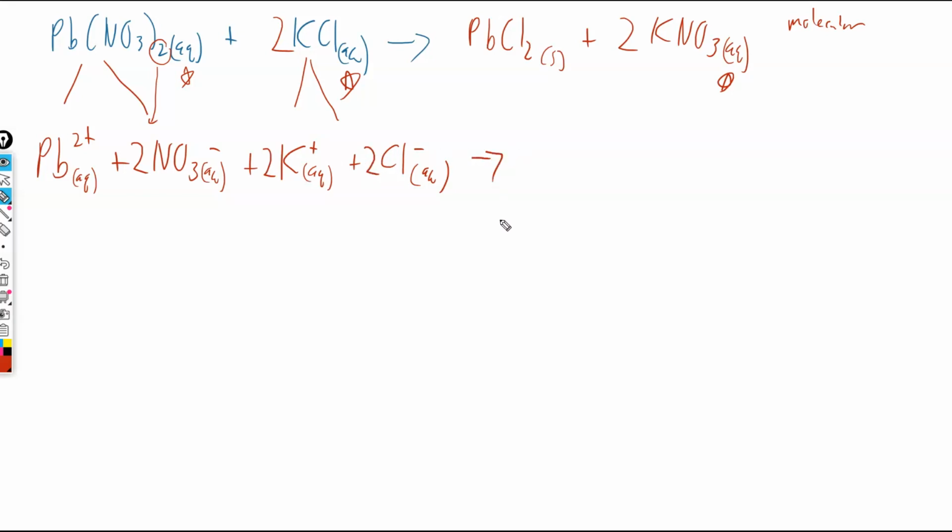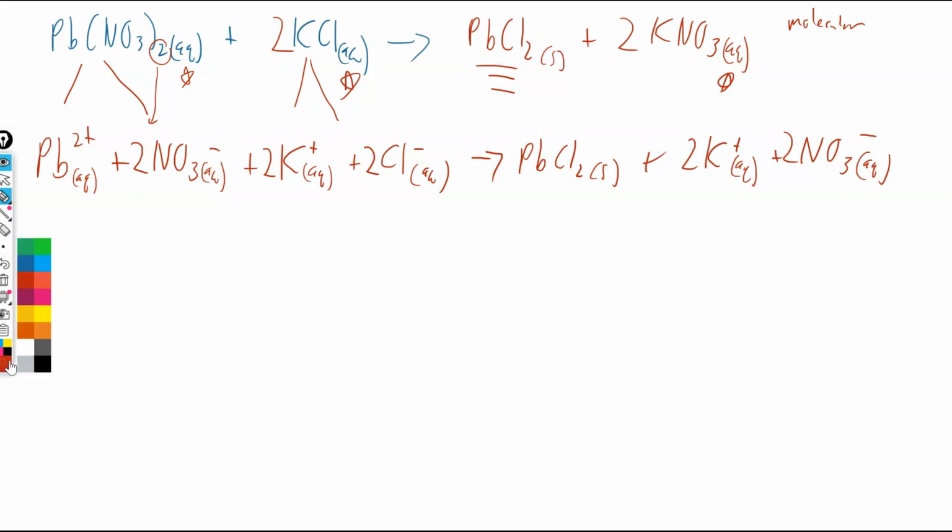Then you keep going. The solid is the only thing that you do not touch. This still stays PbCl2 because it's a solid. It's not an aqueous thing. It's not dissolved in solution. Only the aqueous compounds you break up. So then again, we need to break up potassium nitrate. So you'll have 2K+ in an aqueous solution plus 2 NO3-, I'm sorry, in an aqueous solution.